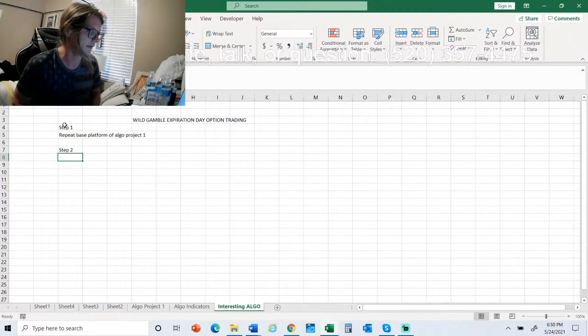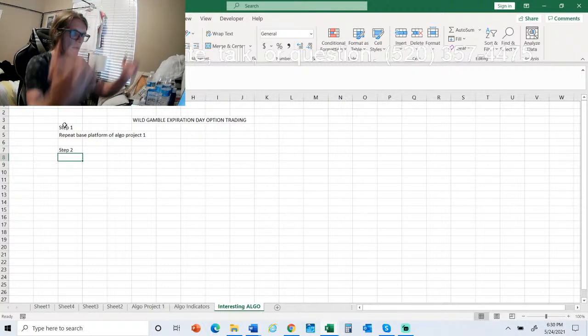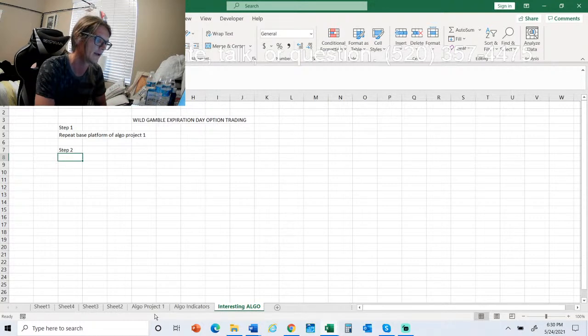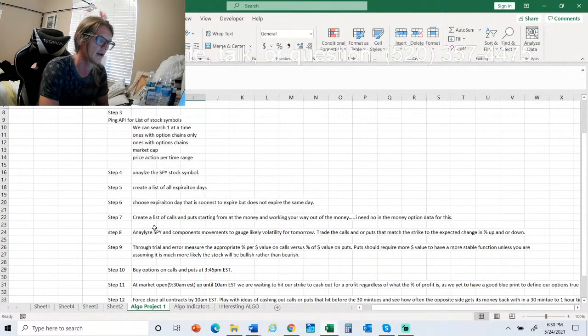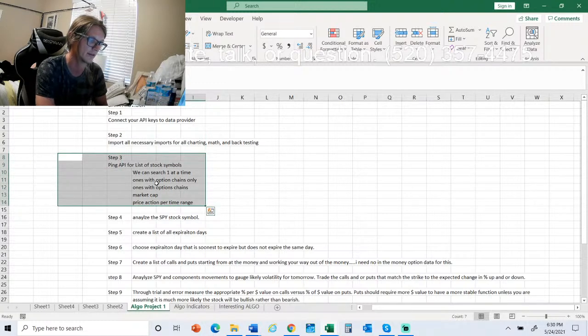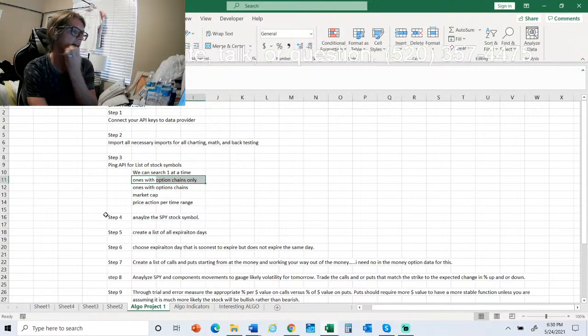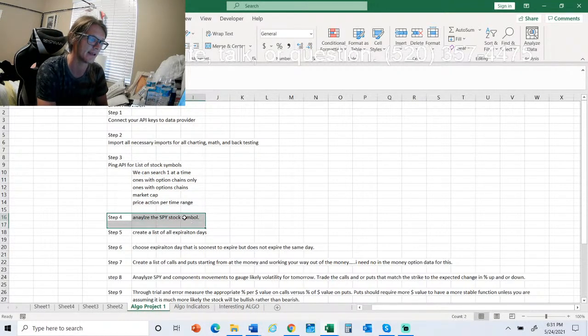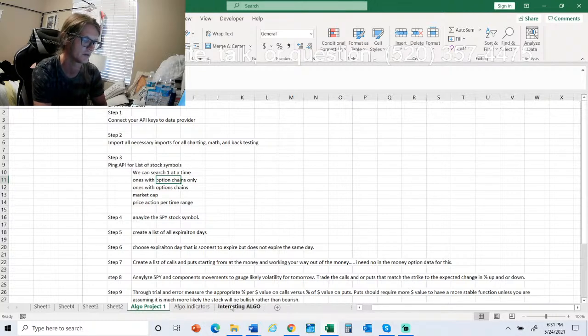Step 2 is going to be wherever the copy and paste ends off, right? So if I go look here, I definitely want to copy and paste step 1, step 2, and step 3, whatever I decide, so it'll be the option chains only version. And then step 4 changes from analyze the SPY stock symbol to analyze all stock symbols with option chains. So we'll start with step 4 as step 2.